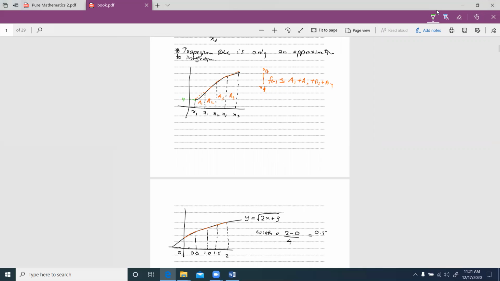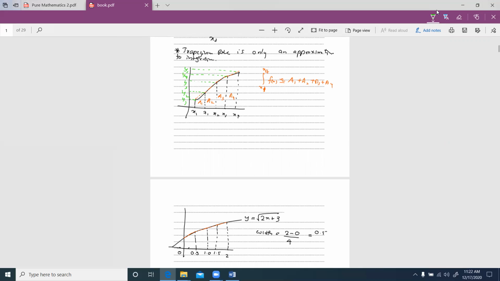Initially, I need to find y1, y2, y3, y4, and y5. Now you can see one important thing: this is y1, y2, and this is y3, and this is y4, and this is y5. So in this case, if you divide into 4 stripes, you can understand that there are 5 y values in the answer, right?